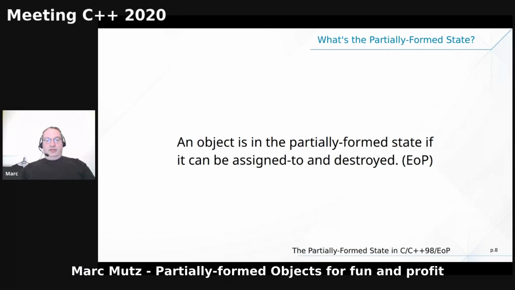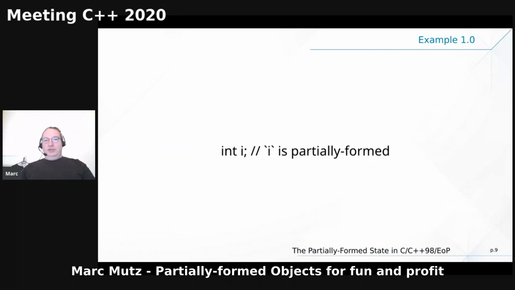So let's have a look at some examples here. int i semicolon. i is partially formed because the only thing that we can do with it is we can assign something to it, then we can use it. Or we can not assign to it, and then we must not use it except that it can run out of scope, so we can destroy it. So the only valid operations here are assignment of a new value and destruction. Everything else is undefined because it's uninitialized. So this is definitely partially formed.